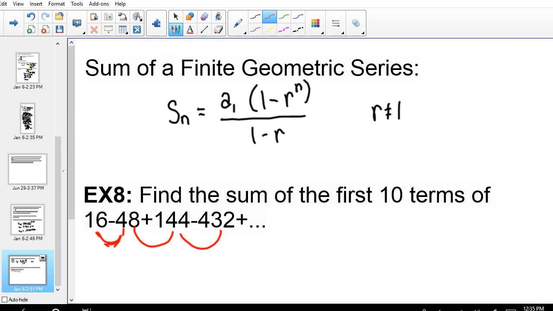Because if you do 16 times -3, you'll get -48. But if you do -48 times -3, you'll get +144. And then if you get positive 144 times -3, you get -432. So if you ever see the signs alternating between negative, positive, negative, positive, your r is a negative number because it's going to alternate back and forth.